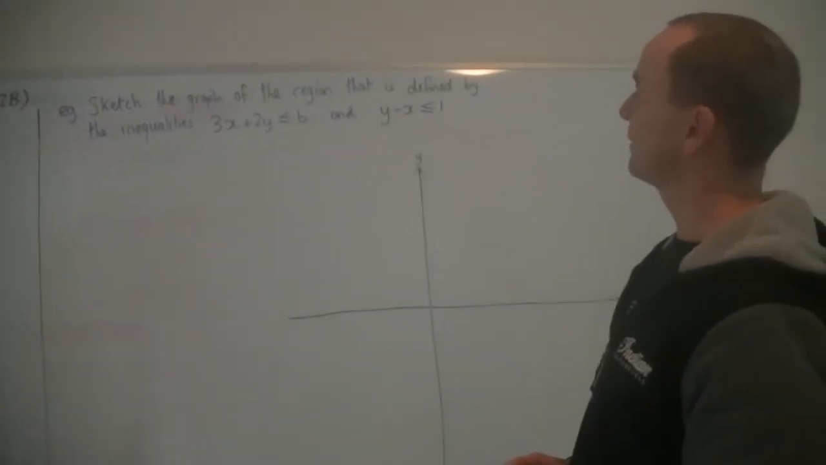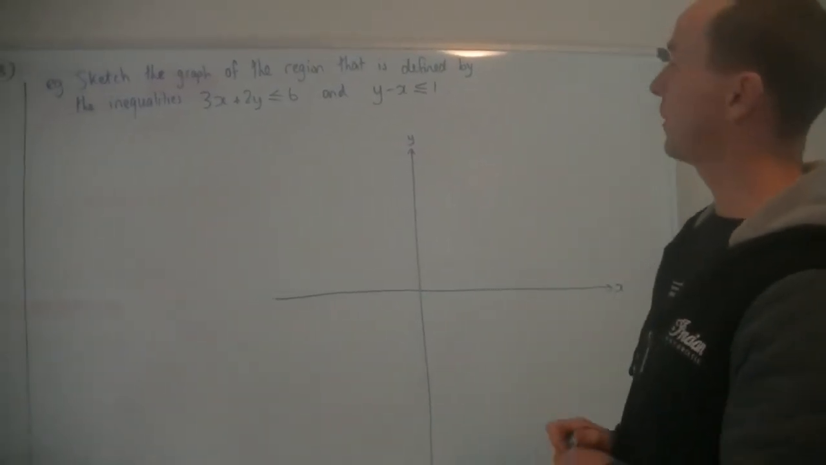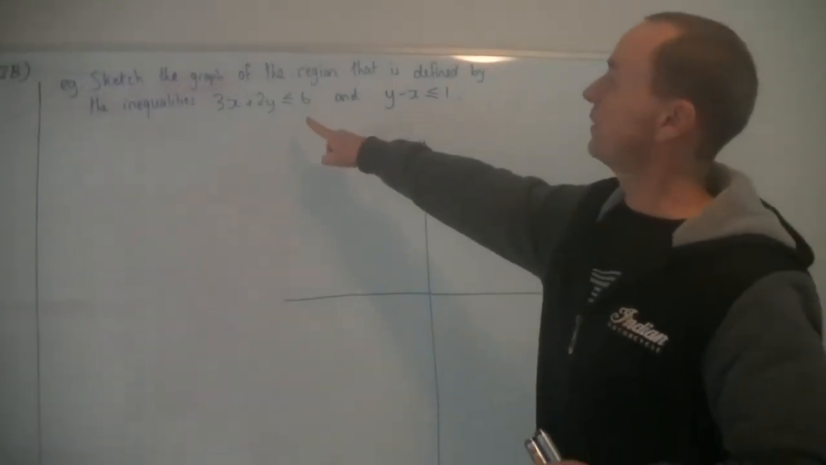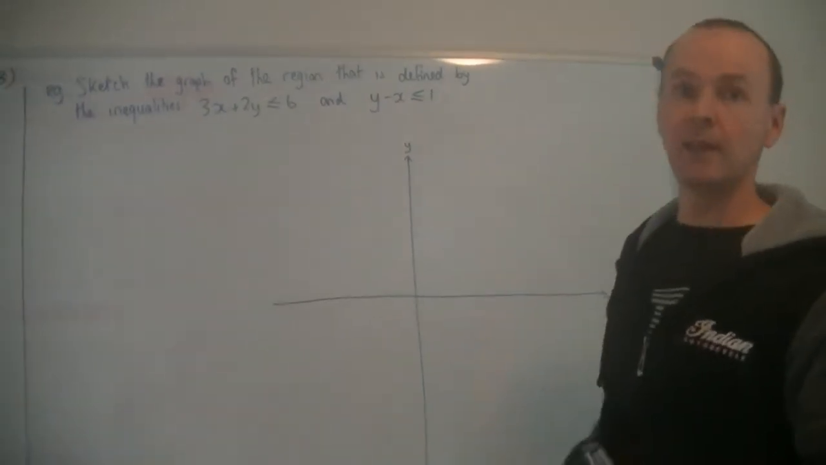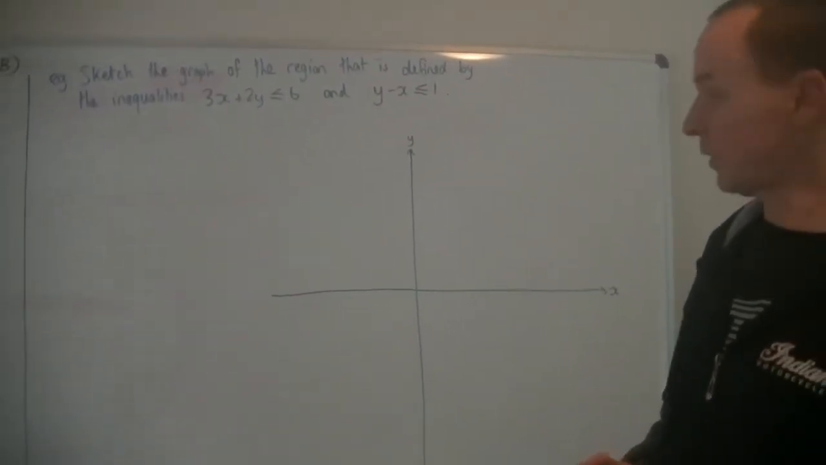Okay, let's have a look here. So we've got: sketch the graph of the region defined by these two inequalities. So there's the first equation and there's the second one. This time you notice that they're diagonal lines, so you're going to have to do a little bit of work first.